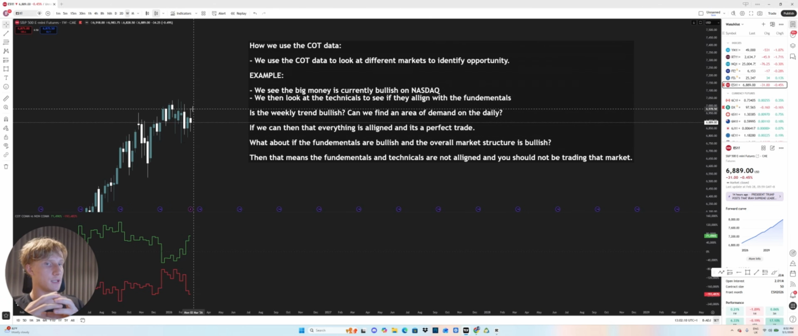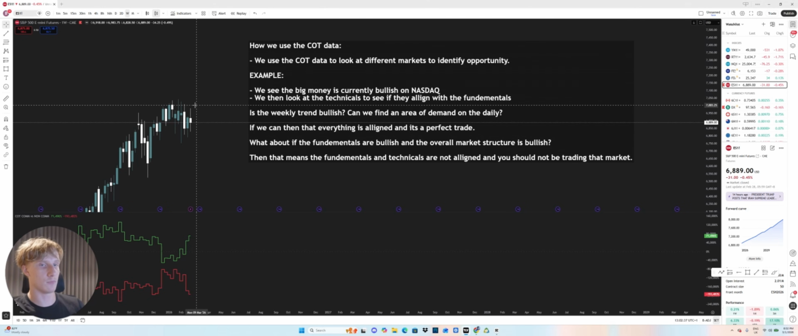Because if they were aligning, then when we go onto the weekly time frame, we should see a clear uptrend. And then when we go onto the daily, we should be able to find that area of demand. In this case, the fundamentals, yes, they are bullish. However, when we go to the weekly time frame, when we start looking at our technicals, they are not aligned with the fundamentals, meaning that they are not clearly bullish. Okay. And that is essentially how we use the COT data.